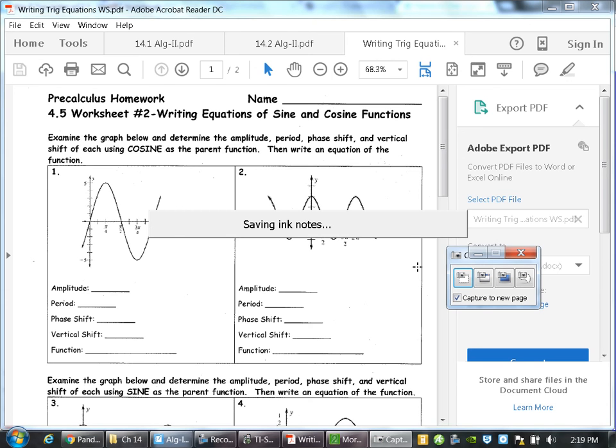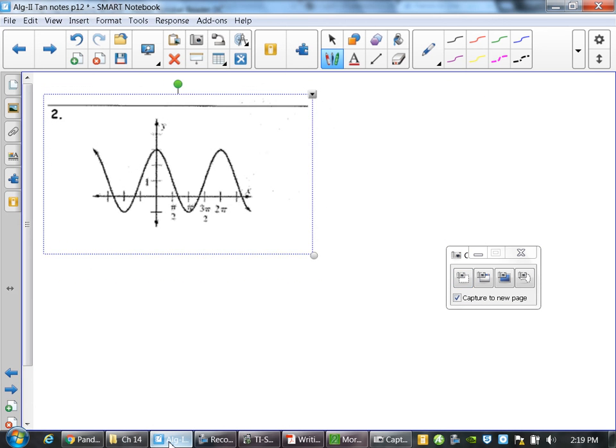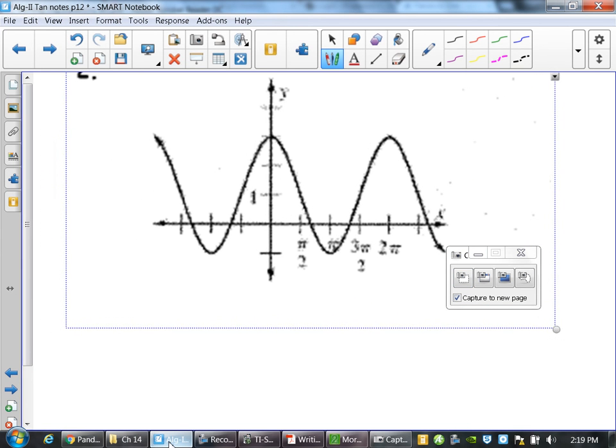Look at number 2 now. Look at the second one. The second one's a little bit different. The second one is different in so much that it has more than one period drawn in here. And there's some shifting going on.